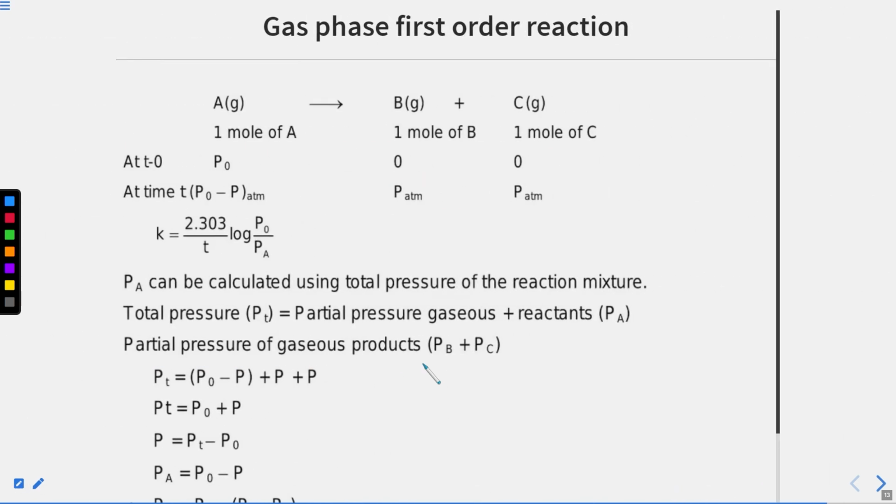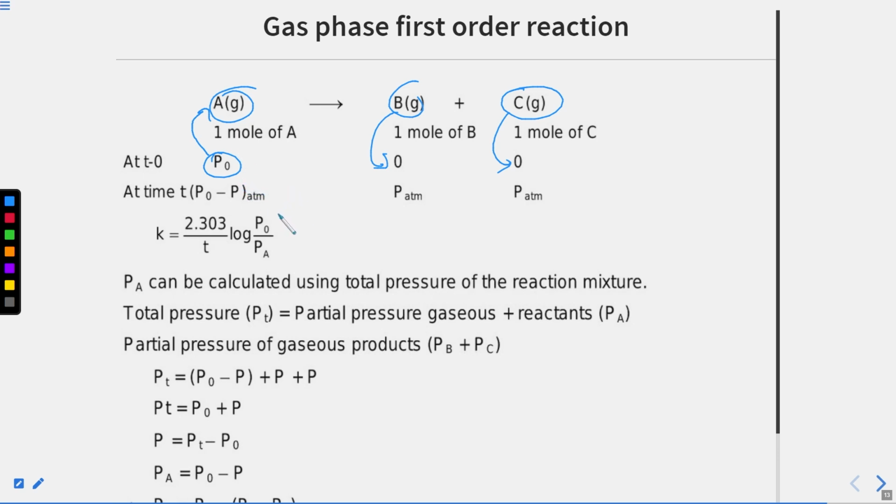Now we'll move to a special type of reaction, that is of course of first order, but it is of gas phase. So we'll now deal with the pressure. Consider a reaction in which A is going to B plus C, and it is assumed that it is a first order reaction. Now what is the initial pressure? Since we have assumed that only A was present initially, B and C both have concentration 0, and P naught is the initial pressure of A.